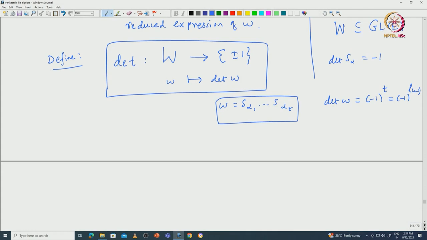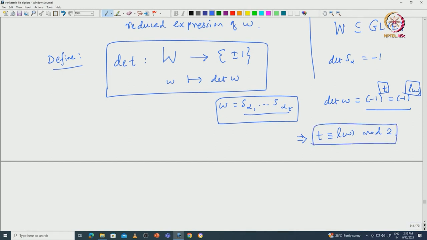So, then there is a close relationship between this T that is involved in this expression and the length of W that is involved in the reduced expression. So, what is that close relationship? The parity of them must be the same, because minus 1 power T must be the same as minus 1 power length of W. So, that implies that T must be congruent to length of W modulo 2. So, this is a very important observation.